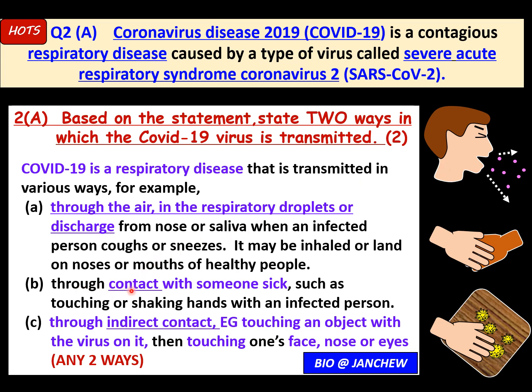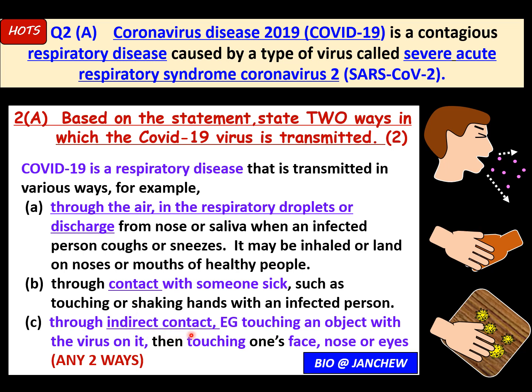Secondly, through contact with someone who is sick with this virus, such as touching or shaking hands with an infected person. So through handshaking, the virus can be passed from the infected person who has the virus on his hands to the hand of the person who is healthy. And then when the healthy person touches his face or nose or eyes with his hands that are contaminated with the virus, it will be transferred to his body and will gain entry through the face or nose or eyes.